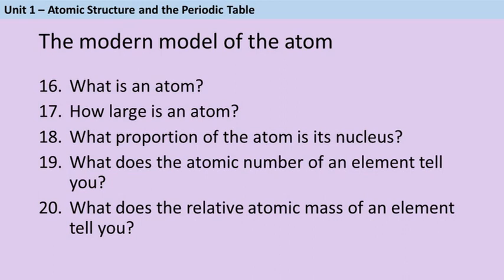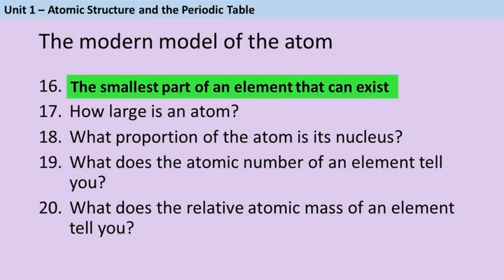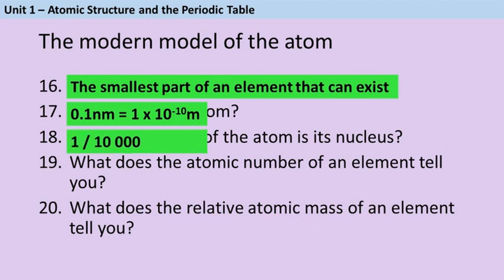An atom is the smallest part of an element that can exist. It has a radius of about 0.1 nanometers, which you need to know is the same thing as 1 × 10 to the minus 10 meters. Even though we usually draw it really large, the nucleus of an atom is actually only 1/10,000th of the whole of that atom. Almost all of the atom is actually empty space.